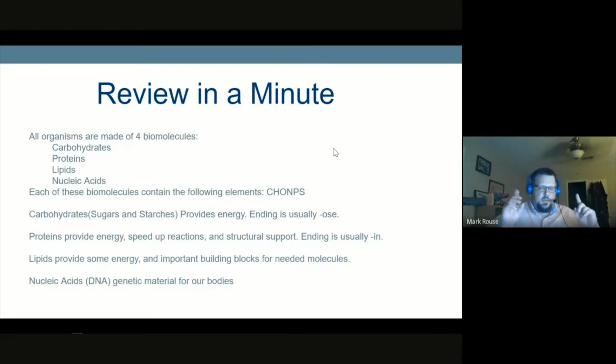And so now let's review in a minute. Let's see if we can do it. So remember, there are approximately 4 biomolecules that we talk about within all organisms: carbohydrates, proteins, lipids, and nucleic acids. Each of these biomolecules contain the following elements, which is CHOMPs: carbon, hydrogen, oxygen, nitrogen, phosphorus, and sulfur. Okay, carbohydrates, also known as sugars and starches, provide energy, and they usually end in OSE. It's like sucrose and glucose.